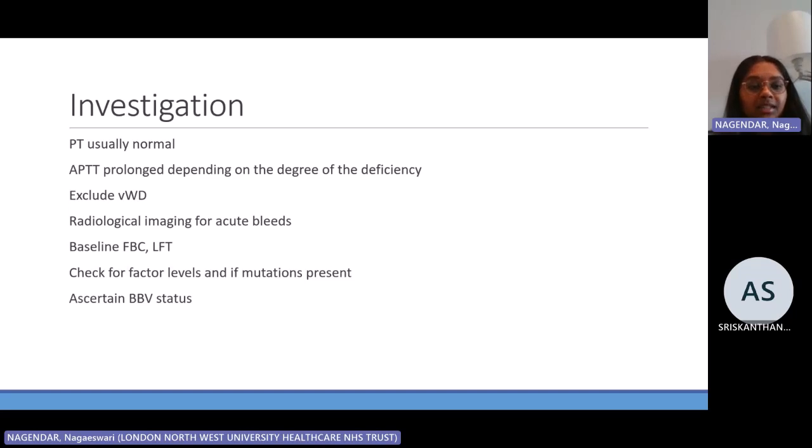It's important to get a baseline figure for your full blood count, LFTs and clotting. And again, we want to check for factor levels, and once we get that, we need to check if there are any mutations present. Again, with these patients, due to the increased likelihood of them receiving transfusions throughout their lifetime, we need to ascertain their BBV status. It's important to check for hepatitis, HIV.